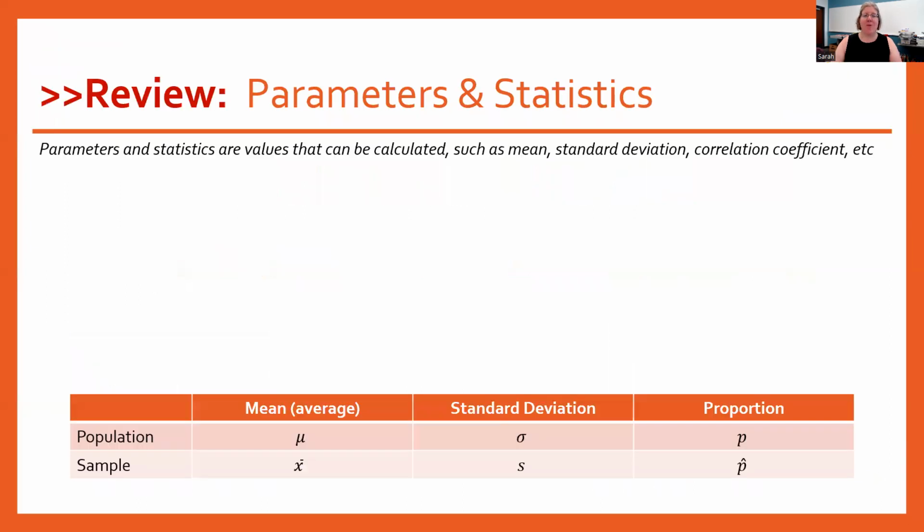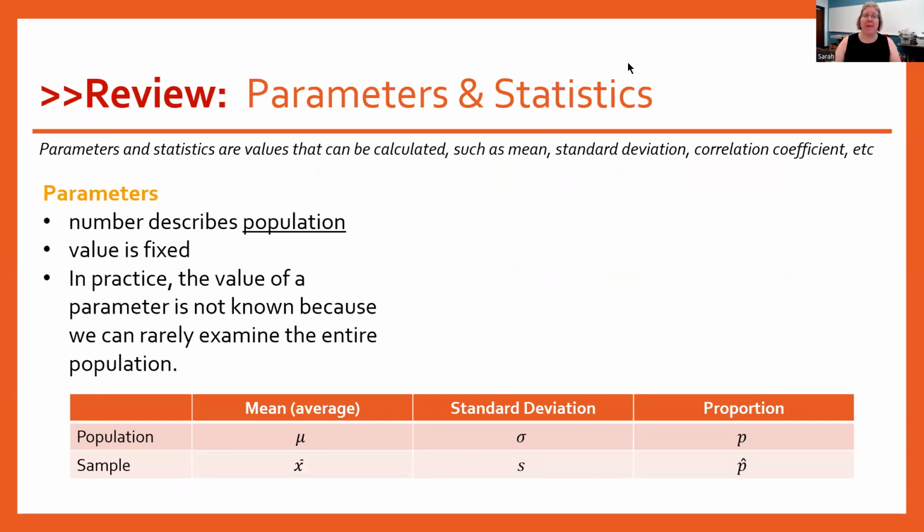All right, I want to start by adding more detail to our definitions for parameters and statistics. It's really going to help us as we move forward. So both parameters and statistics are values that can be calculated, such as the mean, standard deviation, or correlation coefficient. As we know, a parameter is a number that comes from our population.